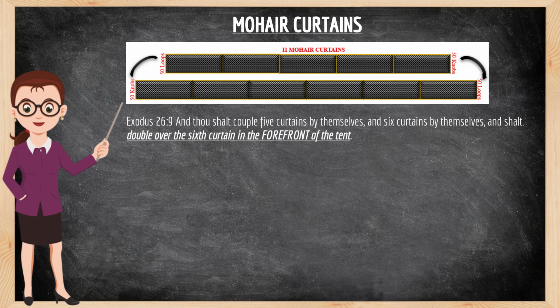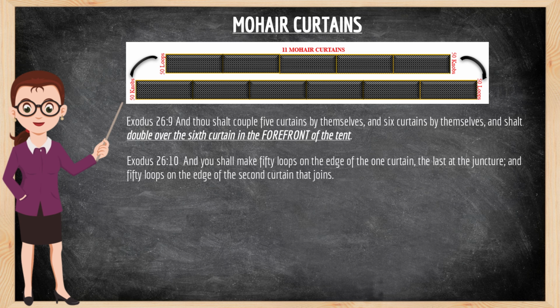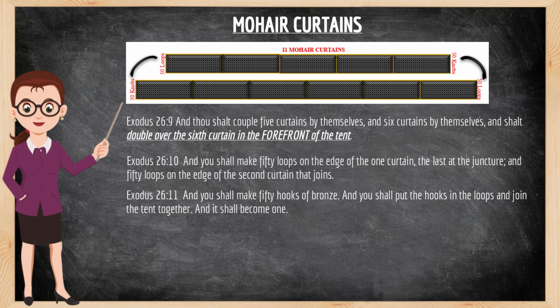Moses was instructed to fold back the 6th curtain halfway back towards the front, or the east side of the tent. And you shall make 50 loops on the edge of 1 curtain, the last at the juncture, and 50 loops on the edge of the 2nd curtain that joins. And you shall make 50 hooks of bronze, and you shall put the hooks in the loops and join the tent together, and it shall become one.